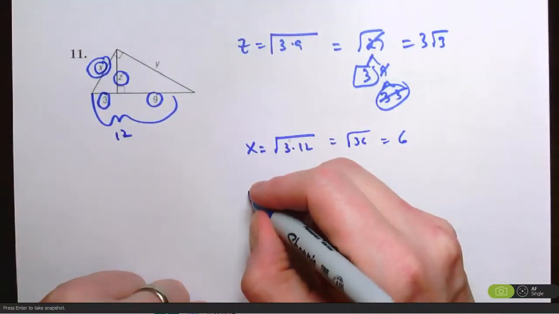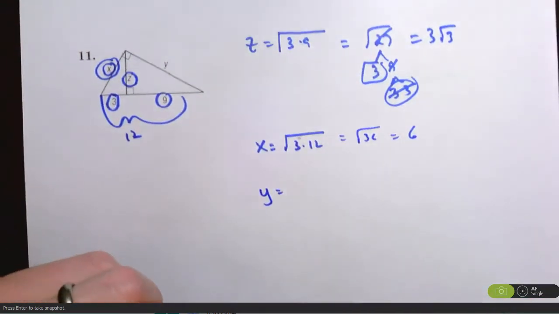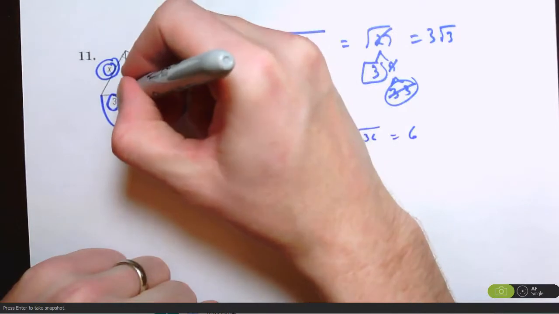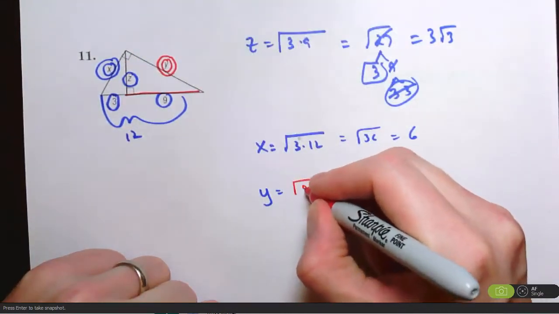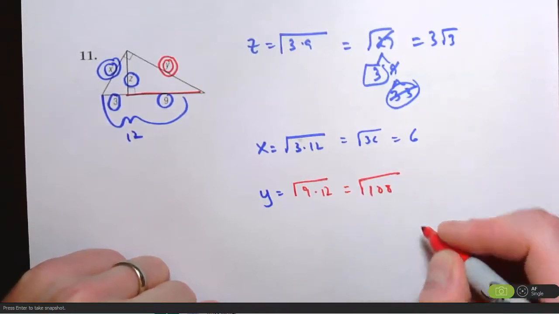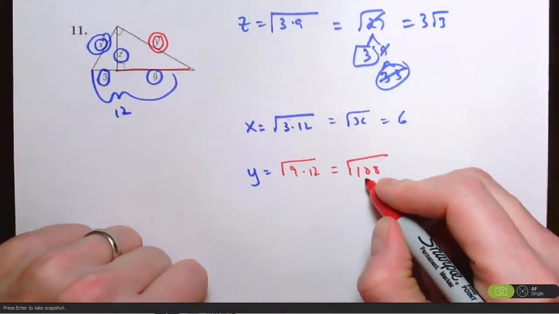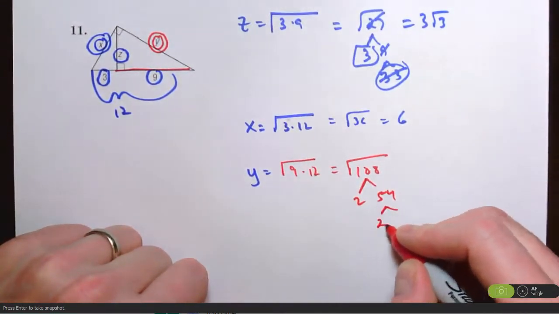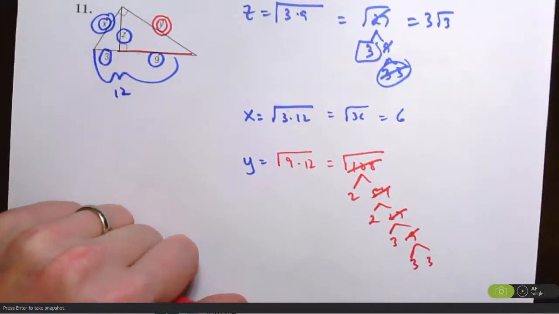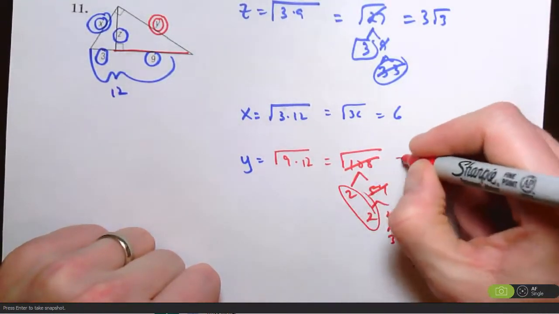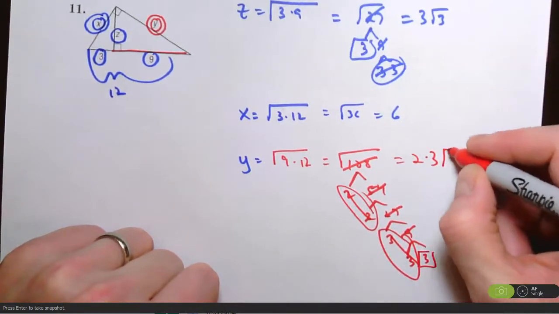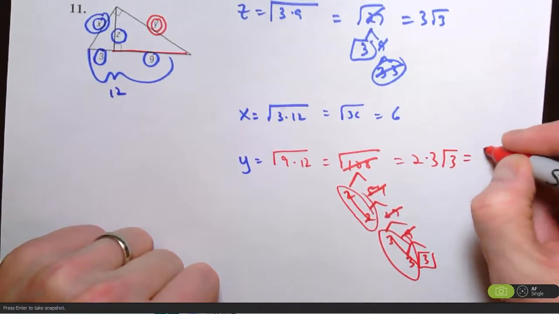And then y is the same thing. The other big leg, y, is the geometric mean of the part touching it, which is 9, and the whole hypotenuse, which is 12, which gives us the square root of 108. And unfortunately, 108 is not a perfect square, so I'm going to have to break this down. So I can divide by 2 and 54, 2 and 27, 3 and 9, 3 and 3. Okay, so you have a pair of 2s, you have a pair of 3s, and then you have this 3 left over. So this becomes 6 root 3.